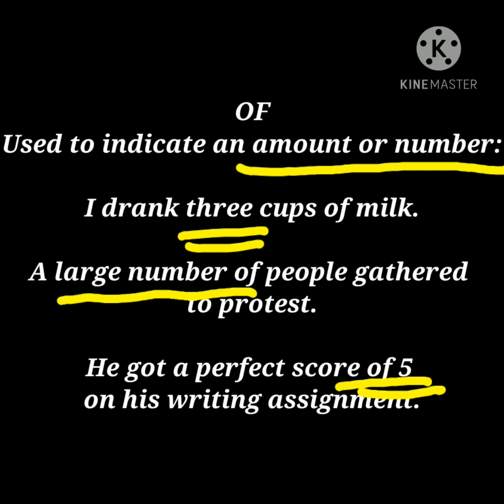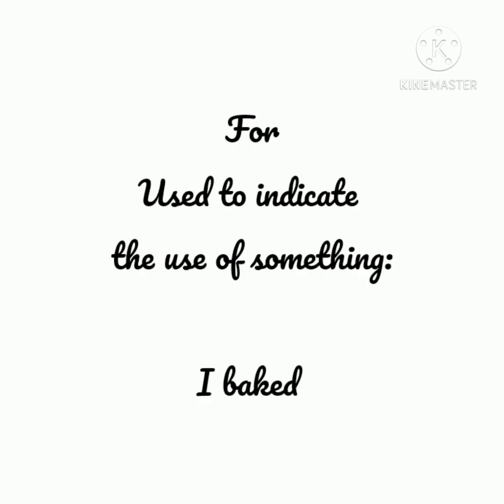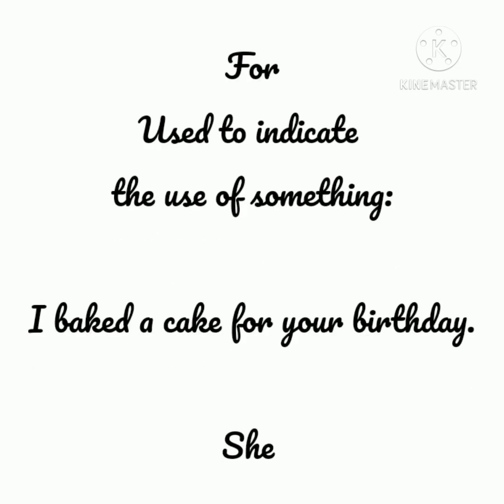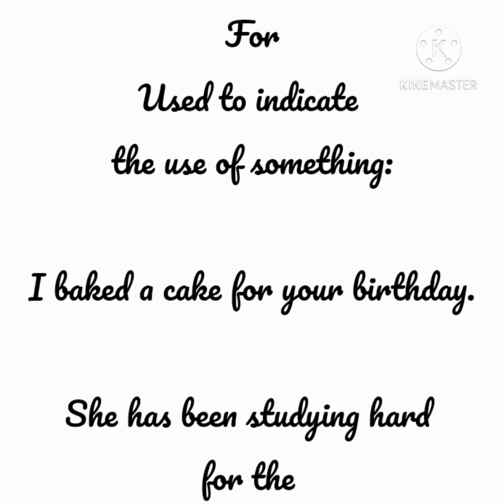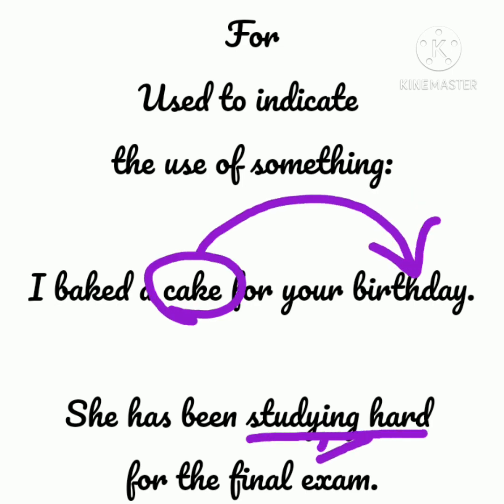Now is the turn to understand how we use for. Let's begin. For as a preposition is used to indicate the use of something. Examples: I baked a cake for your birthday. She has been studying hard for the final exam. So here in these two sentences you can see the use of something, like cake is for birthday. Okay, so what is the use of cake? It is for birthday. And she has been studying hard. Why is she studying hard? For the final exam. So somehow it shows the use of something in a particular way.